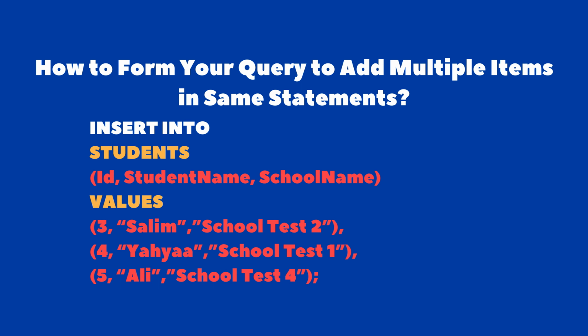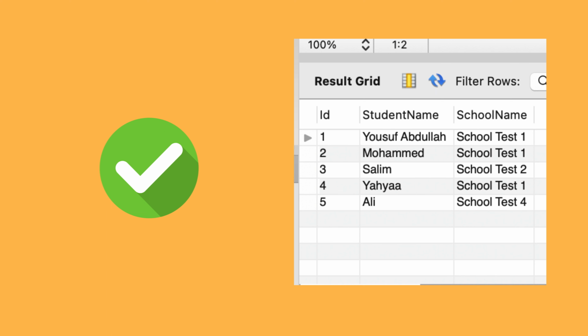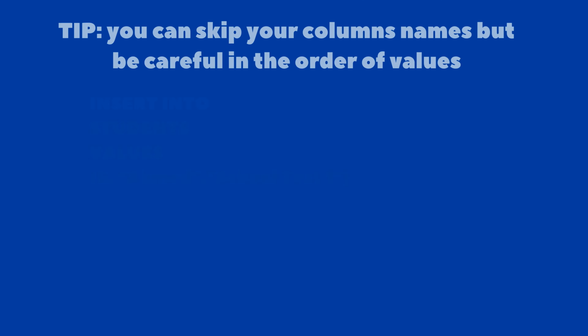Then the question is how to form your query to add multiple items in the same statement. Same structure as previously shown, but now instead of closing the statement with a semicolon, just add a comma and add your next value array. Once you run the command successfully, the multiple records will be inserted directly into your table. You have successfully completed this action. So now you know how to add one value and multiple values.